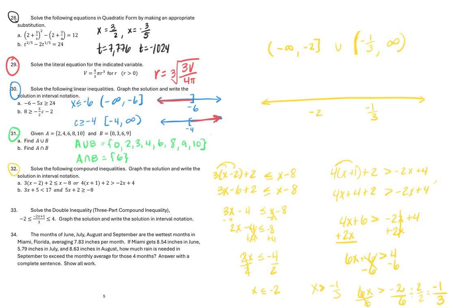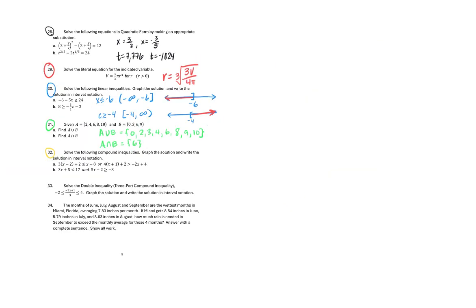So how we can look at this is we can give this a bracket here. And then we'll have a parentheses here. And then we'll draw our lines on what direction they'll be going. So anything less than the negative 2 is happening here, and anything greater than the negative 1/3 is happening here. Okay, so that is for part A. Okay, let's move on to part B.